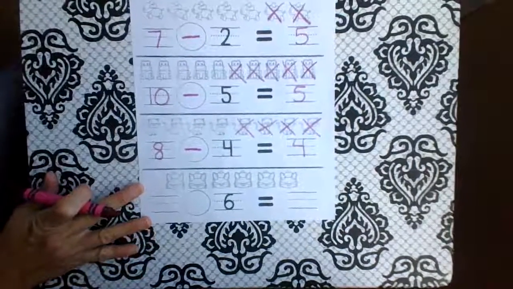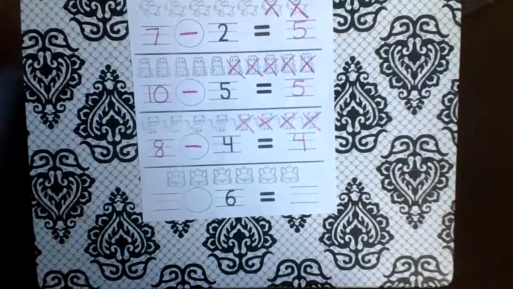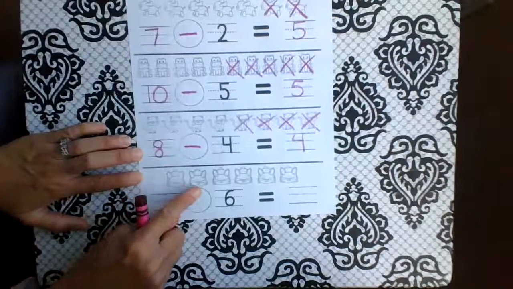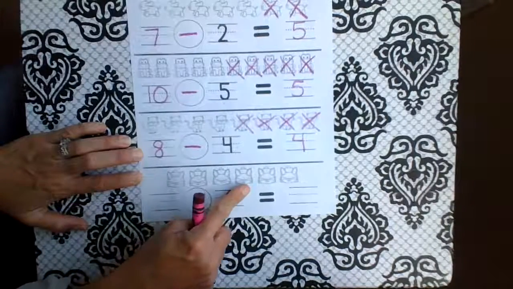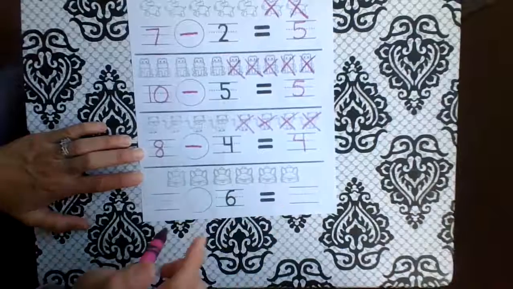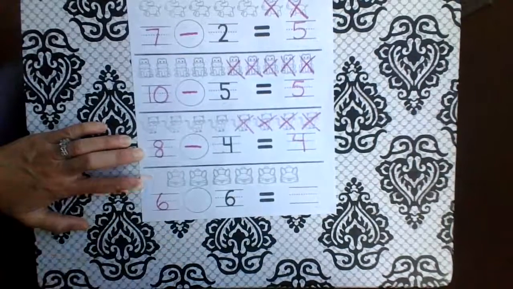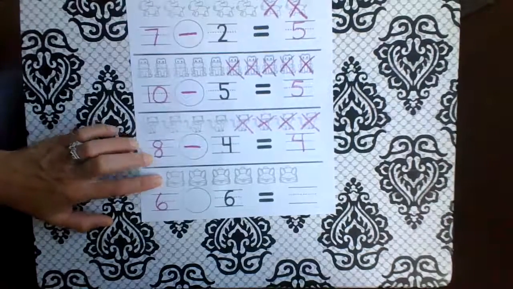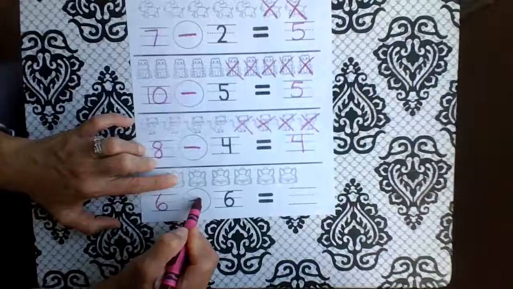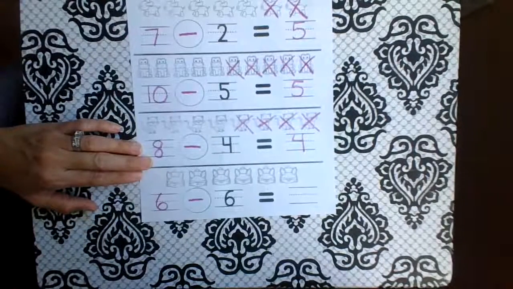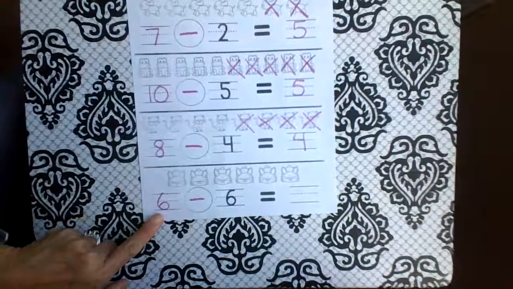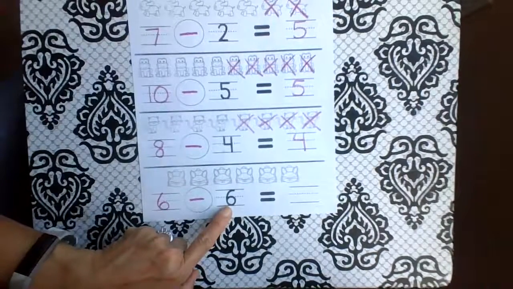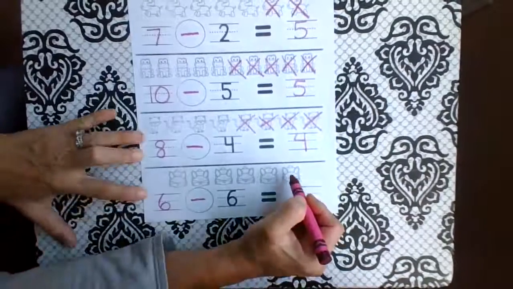And now we have the little bunnies. You ready for this? Let's count how many there are total. 1, 2, 3, 4, 5, 6. We had 6 bunnies. Let's write our missing symbol, Mr. Minus sign. And we have 6 minus 6. So we have to take 6 of those away.